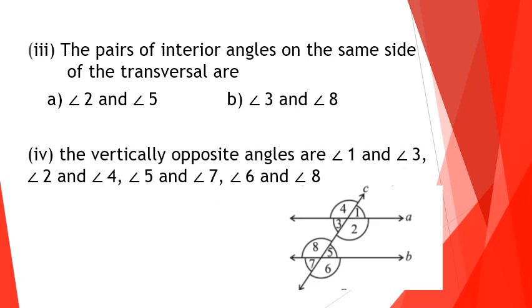Our fourth question, the vertically opposite angles. The vertically opposite angles are angle 1 and angle 3, angle 2 and angle 4, angle 5 and angle 7, and the last pair, angle 6 and angle 8.